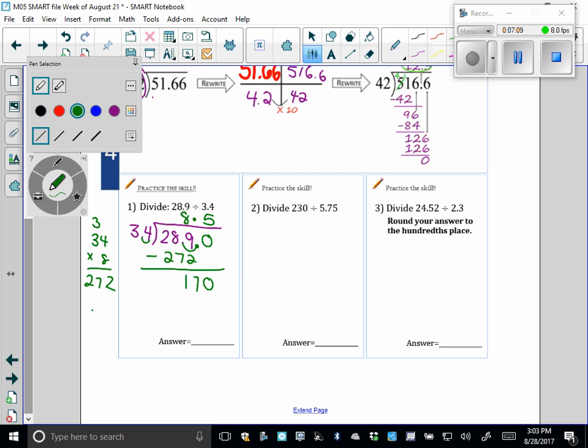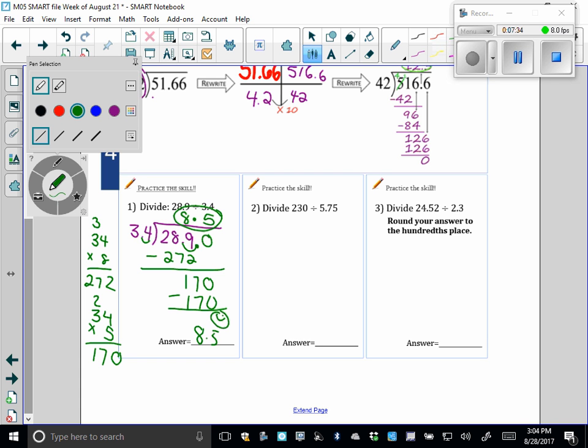And just to check it, we could do scratch work. 34 times 5. 5 times 4 is 20. 3 times 5 is 15, plus 2 is 17, so we get 170. And I get a 0 remainder, which means I'm done. So my answer is 8.5.